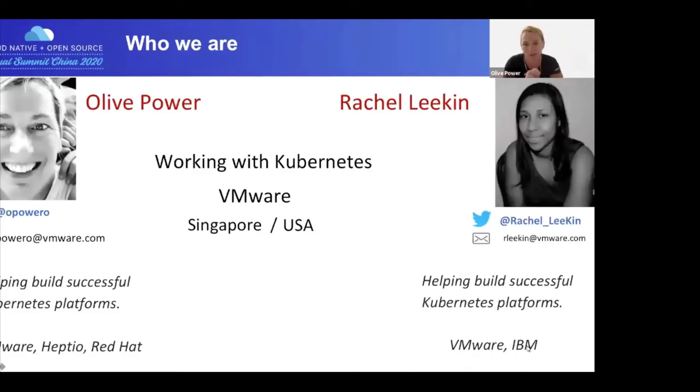We're going to talk a little bit about myself just really quick. My name is Olive Power. As I said, I work with Kubernetes at VMware. I'm based out of Singapore. I've previously worked with Heptio and Red Hat, so I have a bit of experience with Kubernetes and about policy management therein. Over to you, Rachel.